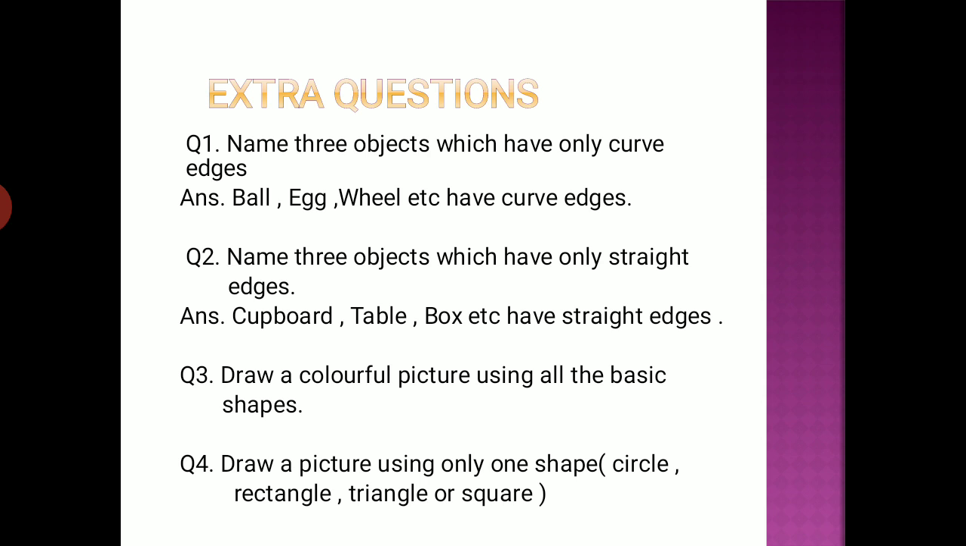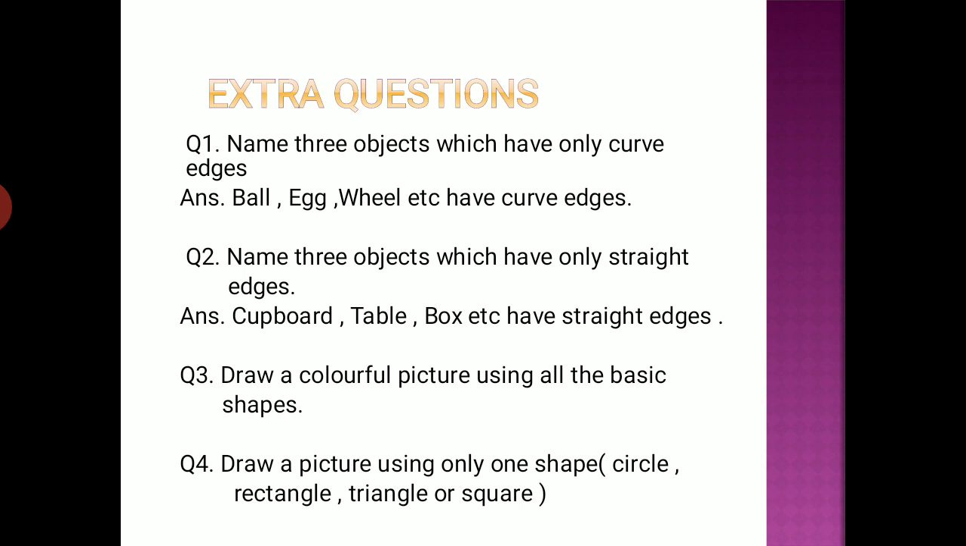Now here are some extra questions. Name 3 objects which have only curved edges, which don't have straight edges. Answer is ball, egg, wheel, etc. have curved edges. Question 2. Name 3 objects which have only straight edges. Cupboard, table, box, etc. have straight edges.